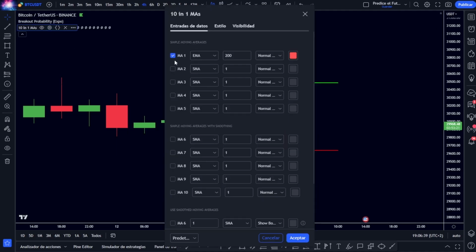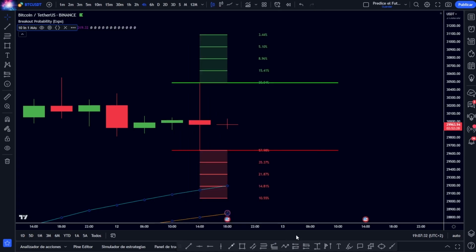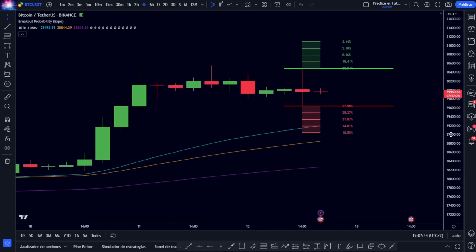In configuration, we are going to mark 3. You could mark many more to your liking, but we will use only 3 exponential moving averages. The first of them of 30 periods, the second of 50, and the third of 100, and here we would change the colors to our taste. I have put them in these colors, we click accept, and we would already have them.